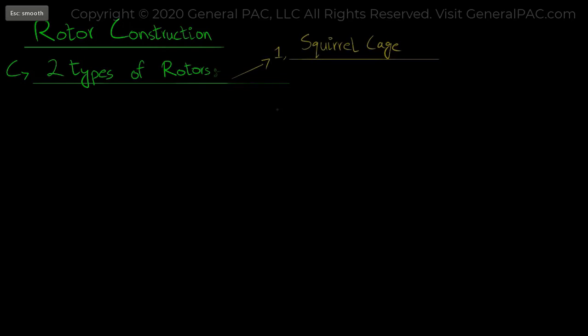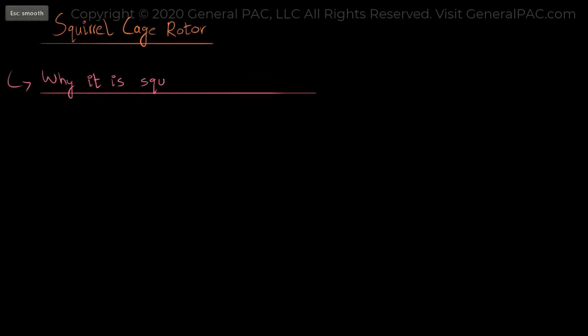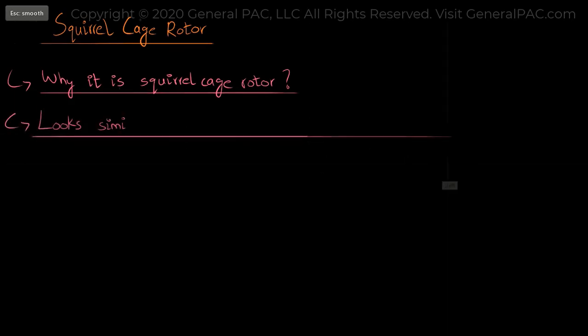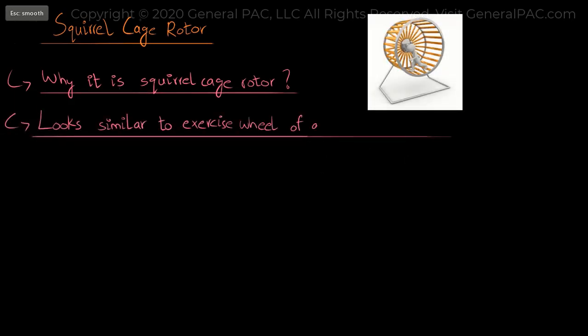Rotor construction parts. Now, as discussed previously, we have two types of rotors. We have the squirrel cage rotor and we have the phase wound rotor. Why is it called a squirrel cage rotor? It is because the construction looks similar to an exercise wheel of a hamster or a squirrel, so they just called it a squirrel cage rotor.